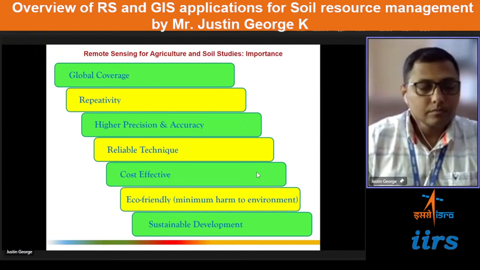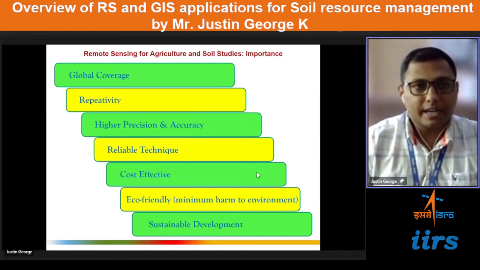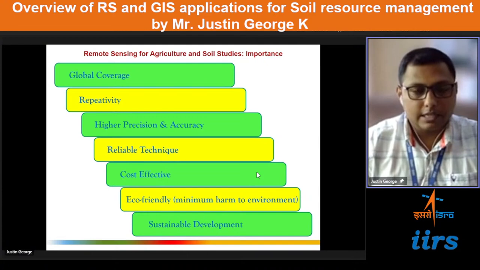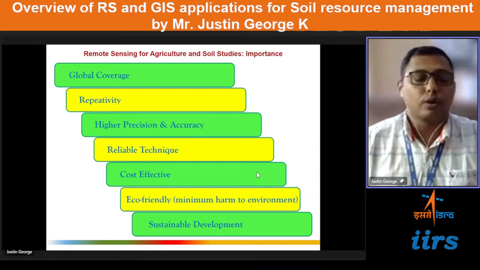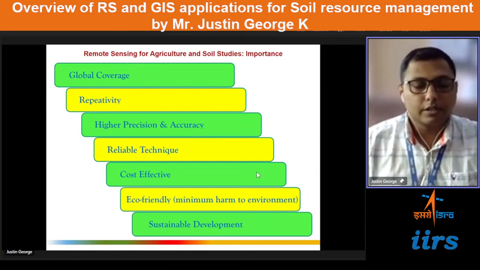So with this background, coming to why remote sensing has widely been used for agriculture as well as soil studies, mainly because of these different characteristics. Ultimately, it provides us with a very global coverage. It gives a periodic repeatability and gives high precision as well as accuracy. It's a very reliable technique. It's cost effective when we go for a regional or a country level or big scale studies. It is eco-friendly also. Once the satellite is in the orbit, the operation doesn't require any fuel or other things. Ultimately, because of all these things, it has been widely used for agriculture and soil studies, which are aimed at the sustainable development of the society.